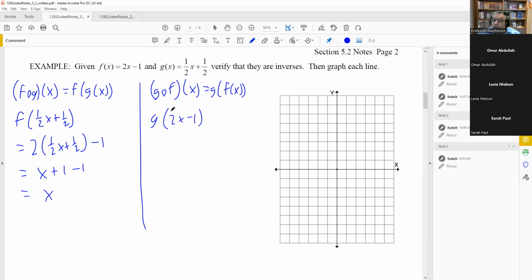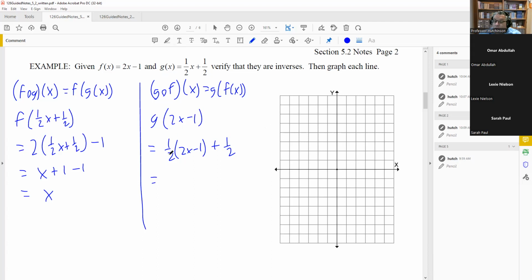And then I have to put the 2x minus 1 into the g function. What that'll look like is I have a 1/2. I'm going to take out the x. Okay, so x goes away, I replace it with 2x minus 1, and then 2x minus 1 goes in there. And I'm going to multiply each of these by the 1/2.